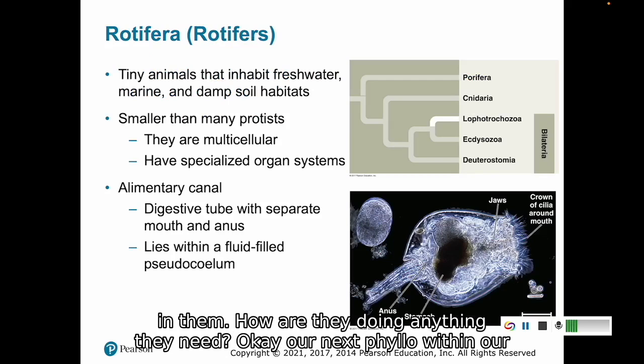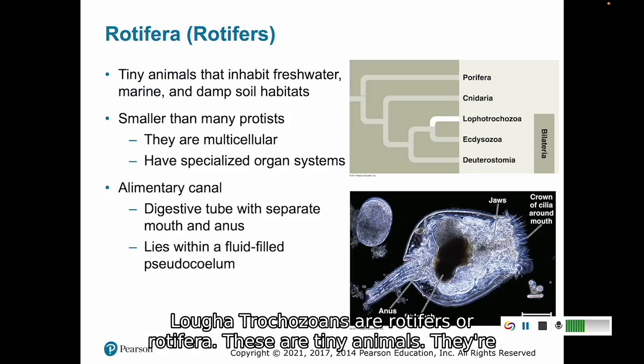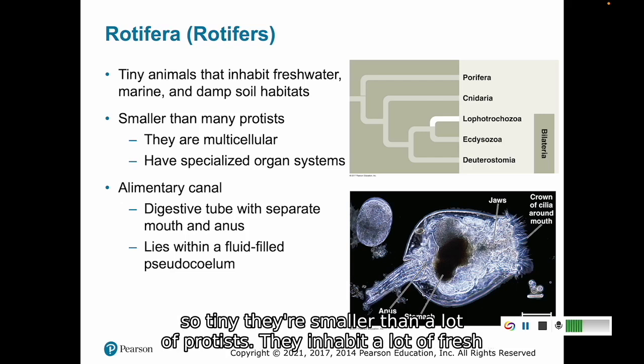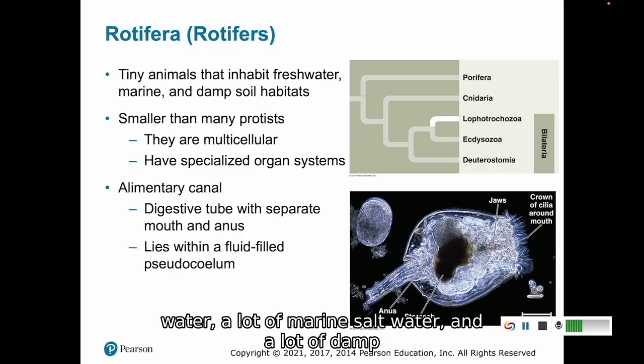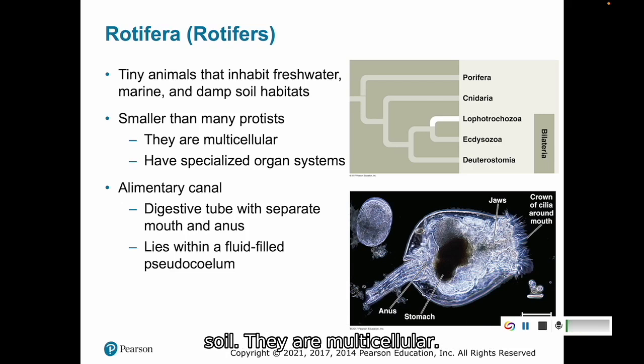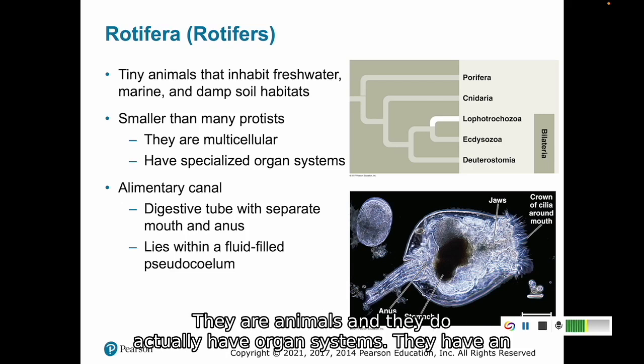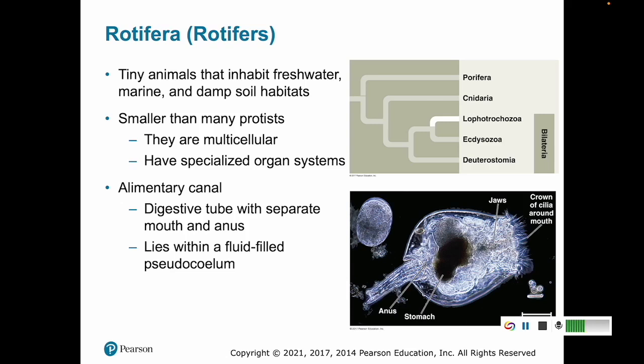Okay, our next phyla within our Lophotrochozoans are our rotifers, or Rotifera. These are tiny animals. They're so tiny they're smaller than a lot of protists. They inhabit a lot of fresh water, a lot of marine salt water, and a lot of damp soil. They are multicellular, they are animals, and they do actually have organ systems. They have an alimentary canal.